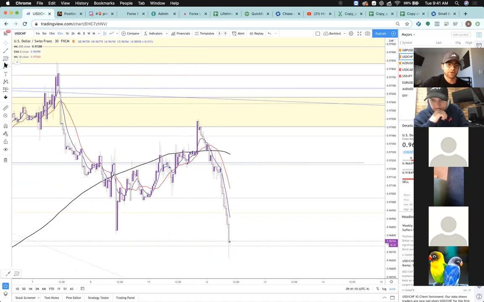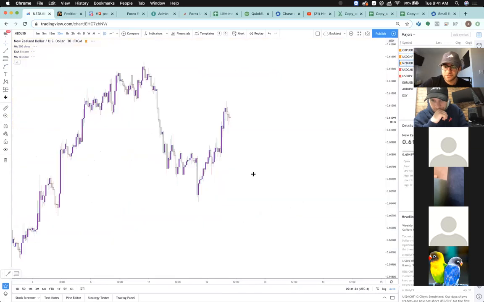So yeah, I'm just going to wait for a pullback. We'll see if we get it, and it's fine. Our analysis is there for sure. Unfortunately, sometimes you miss trades, and like I said yesterday, I just wasn't trading, so that's fine.